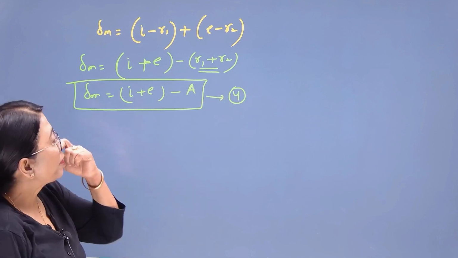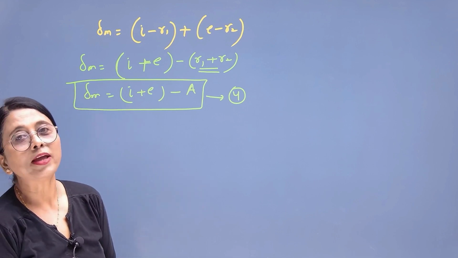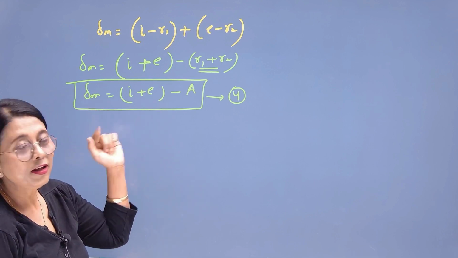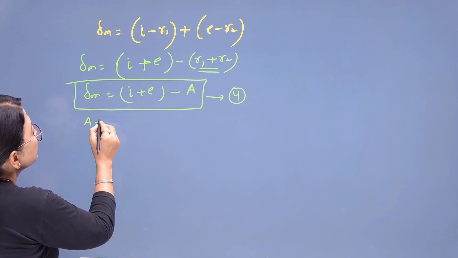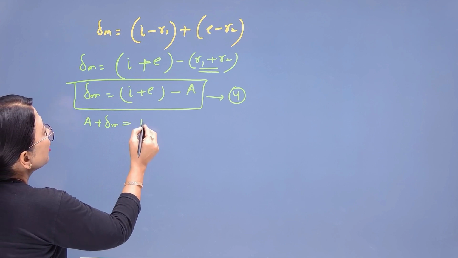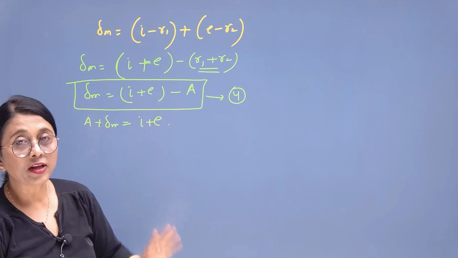Correct. Now, आपके बोर्ड एग्जाम में एक बार क्वेश्चन आया कि prove that A plus del m is equal to I plus E. अब देखो यही से आ रहा. So I can write this as what? A plus, इसको इधर ले आते हैं. A plus del m is equal to I plus E. Correct? We got it. अब मुझे ये एक्सप्रेशन याद रखना.